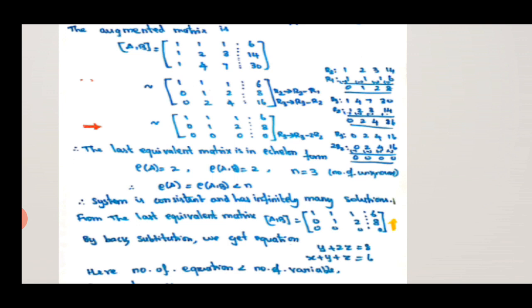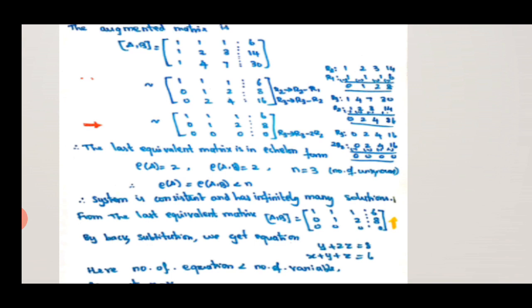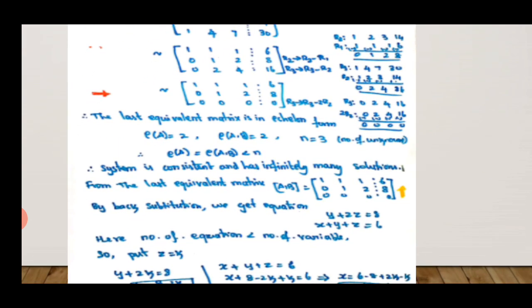And next for R3 also, the first place we have to make 0. That is also easy this time. So R3 implies R3 minus R1. The entries of R3 are 1 4 7 30, and entries of R1 are 1 1 1 6. While subtracting we get 0 3 6 24, and that should be filled in the third row now.